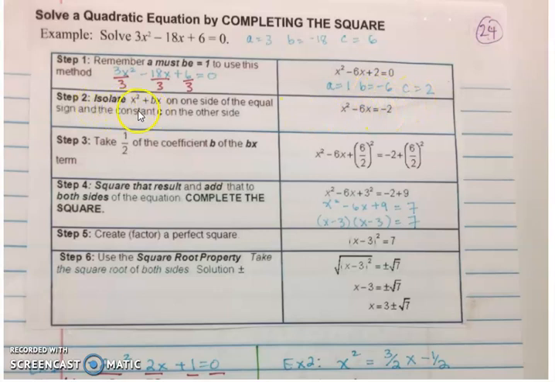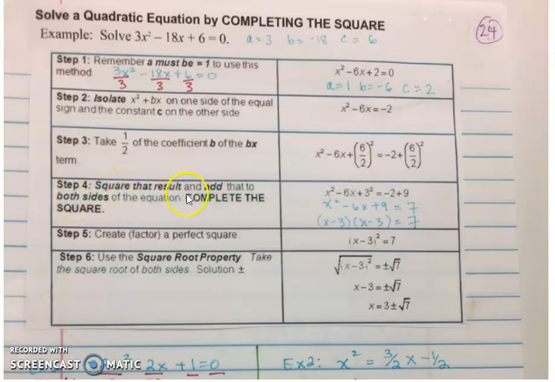It says to isolate the x squared plus bx to one side of the equal sign and the constant on the other side. So now that plus 2, which was my c, will move to the other side through subtraction, and I have x squared minus 6x equals negative 2. Step 3, we're going to take half of the coefficient b. This is the one in front of the bx term. When I do that, I'm going to get 6 divided by 2, which is going to be 3.